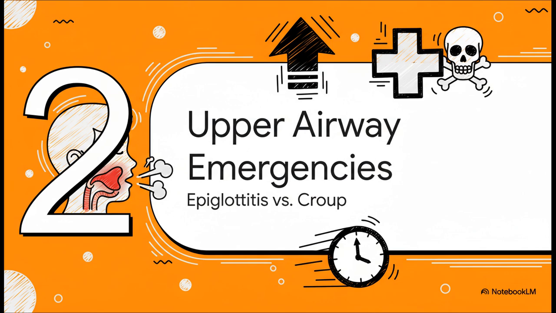Okay, let's move on to our first big clinical showdown, and this one happens in the upper airway. We've got two main players here, epiglottitis and croup. Now, they can look kind of similar at first, but knowing the difference is absolutely critical because one of these is a true life or death emergency that can turn fatal in minutes.